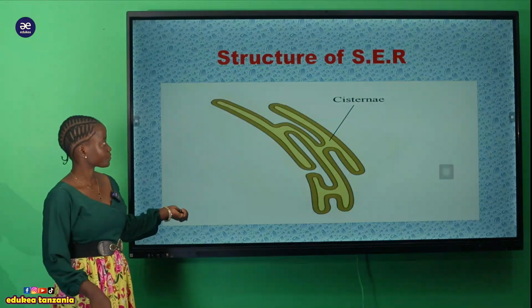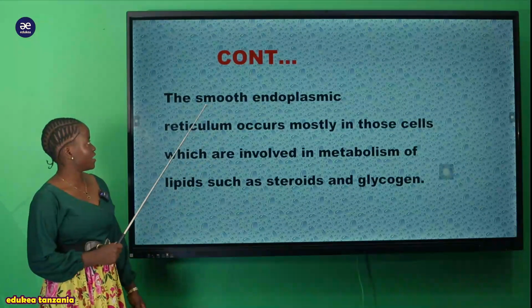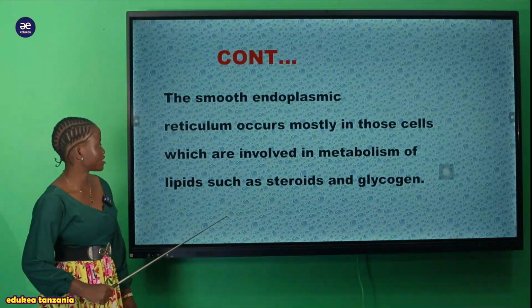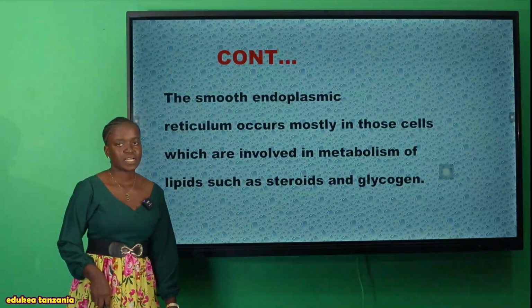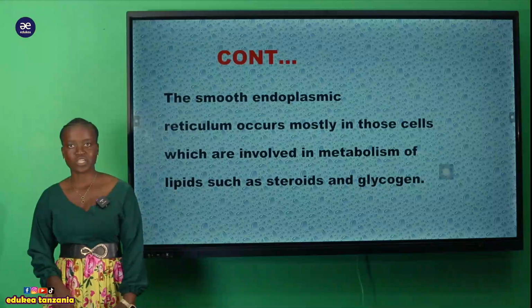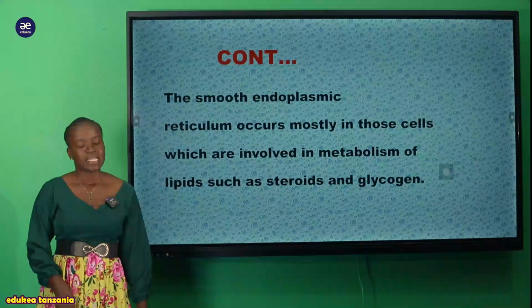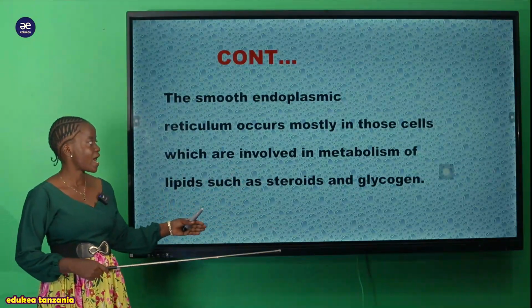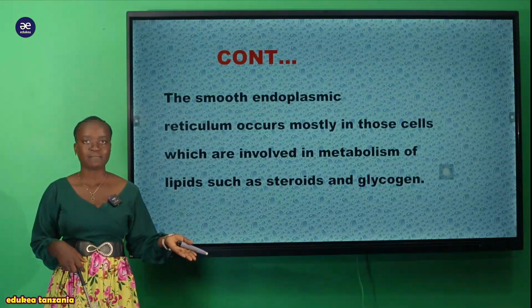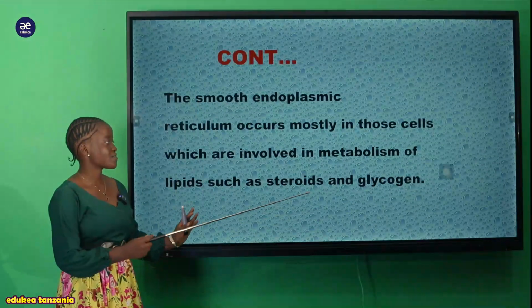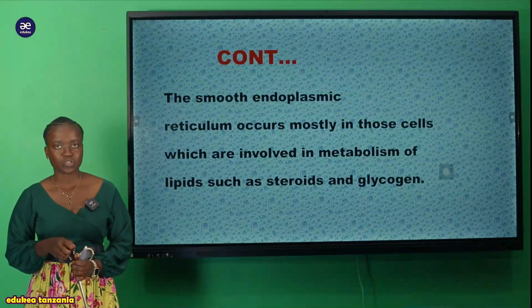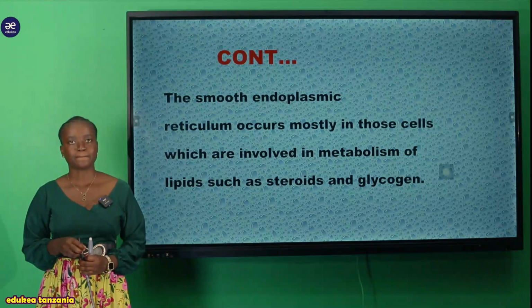So now let's see the function. The smooth endoplasmic reticulum occurs mostly in those cells which are involved in the metabolism of lipids such as steroids and glycogen. So the location, where is it located? It is found only in those cells which are involved in the manufacturing of steroids together with glycogen. That is where you can find the structure called the smooth endoplasmic reticulum.